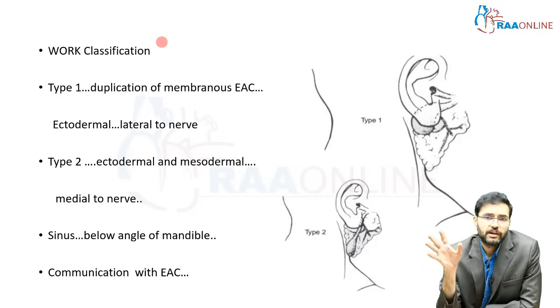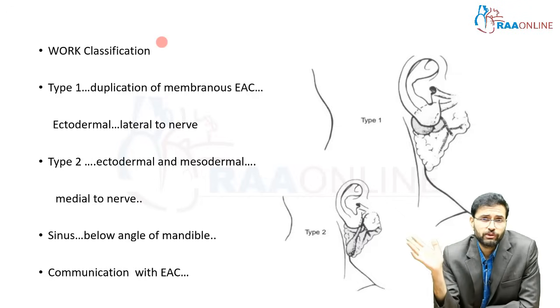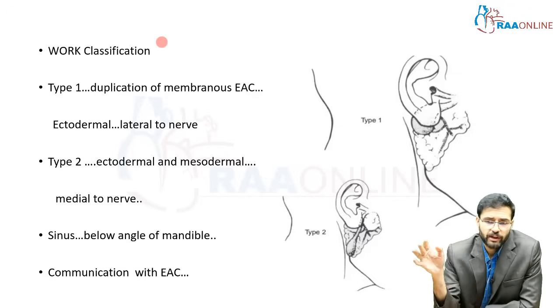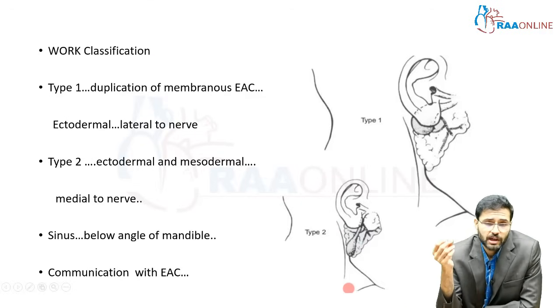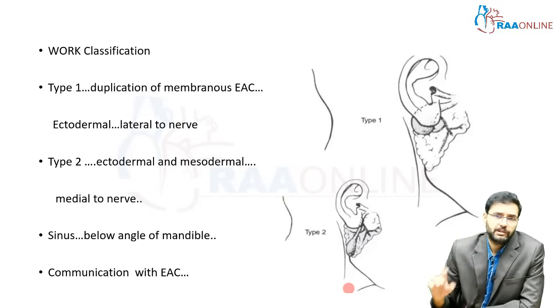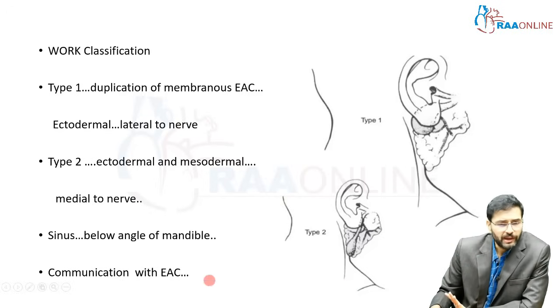Type 1 is almost like a duplication of the membranous external auditory canal. These are ectodermal in nature and located lateral to the facial nerve. Type 2, as you can see here, are both endodermal and mesodermal in origin, and they are located medial to the nerve, and their presence can be either preauricular, auricular, or even postauricular. The external opening of these sinuses is usually located below the angle of the mandible. Invariably, there will be a communication with the membranous portion of the external auditory canal in such anomalies.